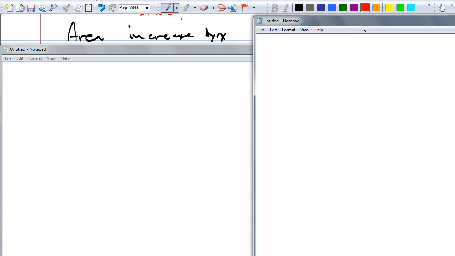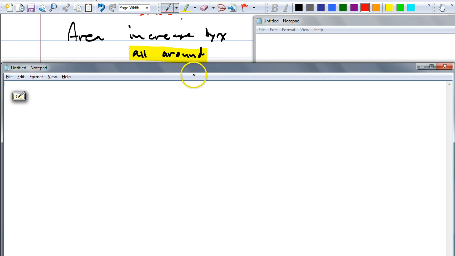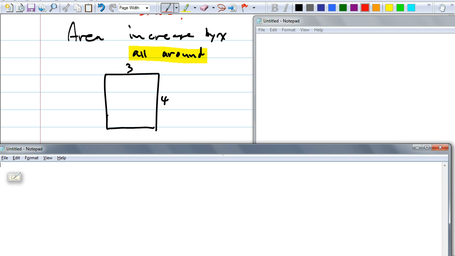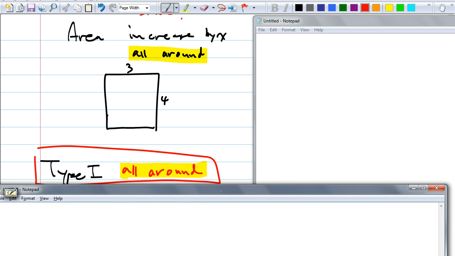Okay, so we're going to talk about the first type of area problem. Type 1, area increased by x all around. So for example, let's say I have a rectangle. This is a type 1 problem, all around. What would this look like? I want you all to think about this and draw it. What do you think we mean by the area increased by x all around in this picture?